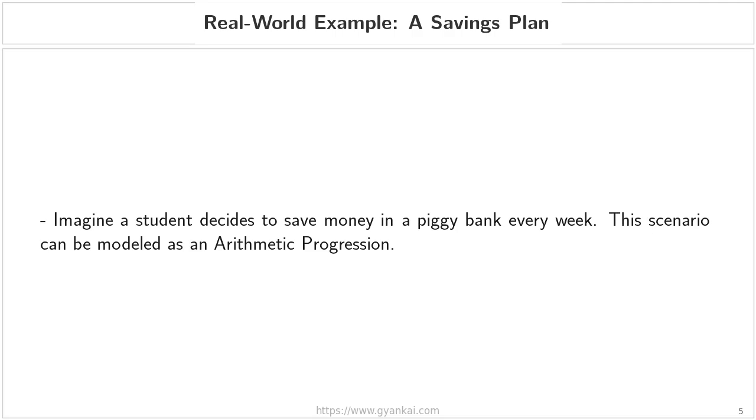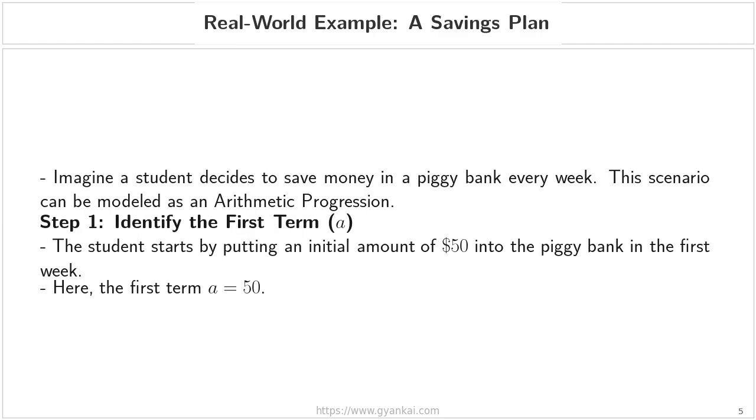Real-world example, a savings plan. Now that we understand the theoretical necessity of having both the first term and the common difference, let's move away from abstract numbers and look at a real-world application to see how these components work together in practice. Imagine a student who decides to start a savings plan using a piggy bank, adding money to it every single week. This is a perfect example of an arithmetic progression because the amount added is consistent.